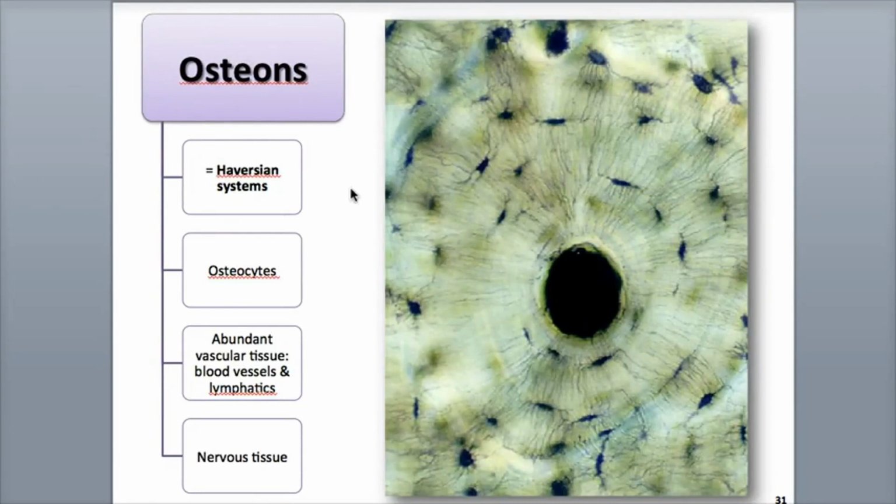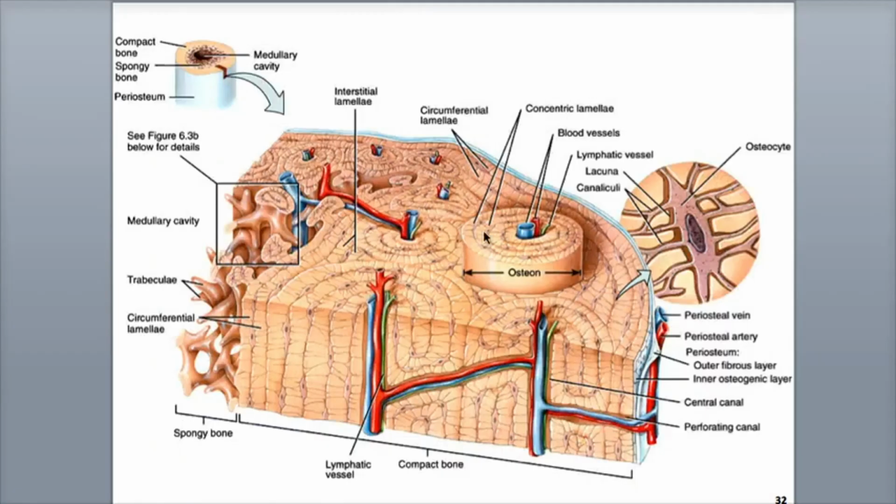Each osteon consists of a central canal, also called a Haversian canal, containing blood vessels and nerves, which is surrounded by rings of concentric lamellae composed of extracellular matrix. There are also perforating canals, or Volkmann's canals, that transport blood vessels and nerves from the outer periosteum into the medullary cavity and central canals.